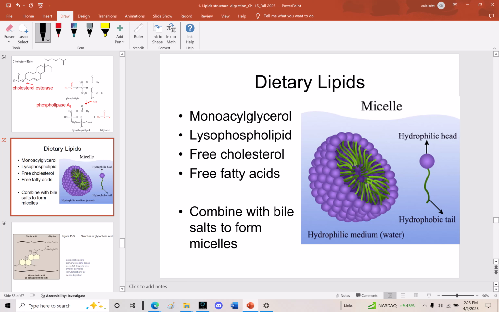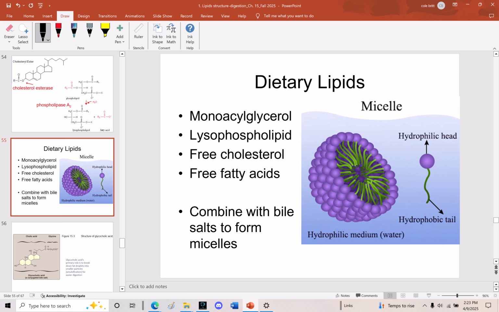Where do we get lysophospholipid from? From phospholipids. So when we break down phospholipids, we end up with lysophospholipid and free fatty acids. And when we break down cholesterol esters, we end up with free cholesterol and free fatty acids. So these are the major components that are going to be absorbed from your diet when it comes to lipids. And we require bile in order to get to these final components.